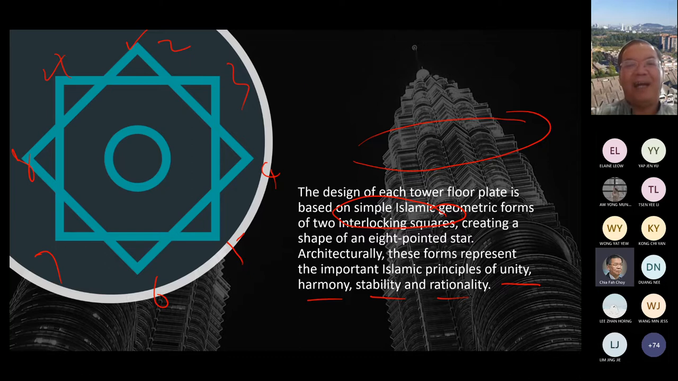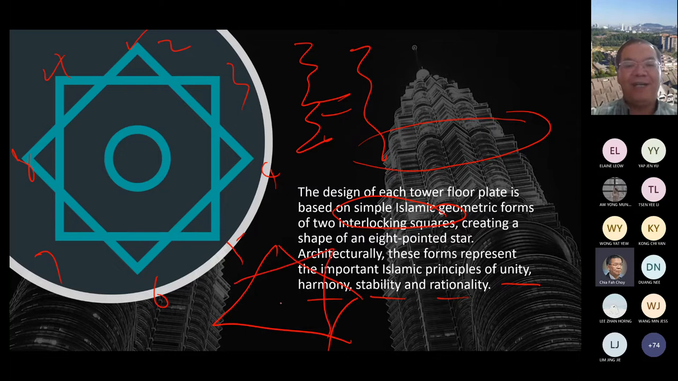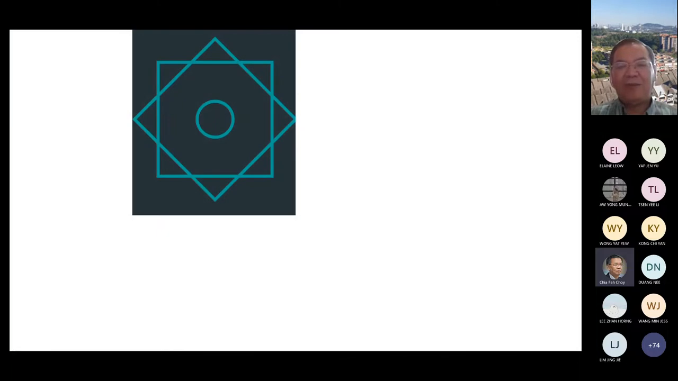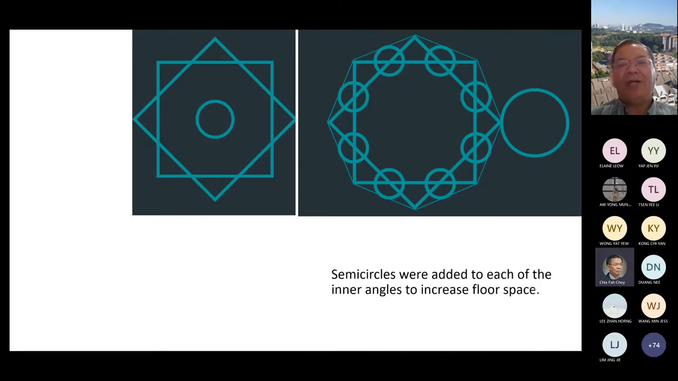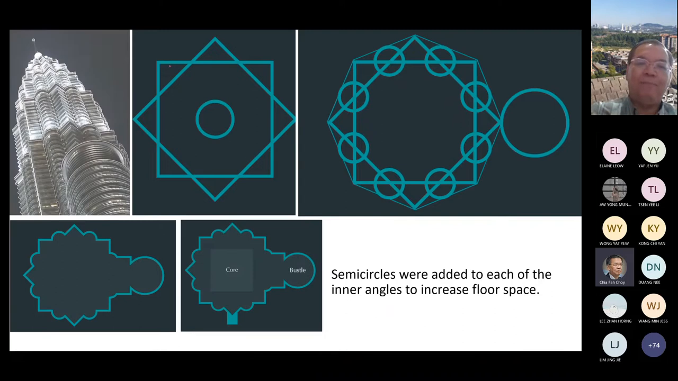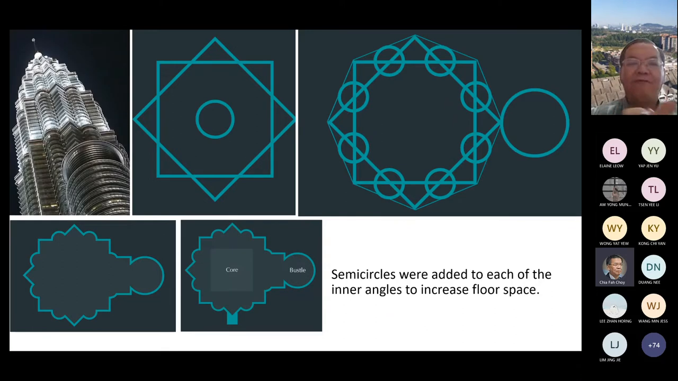Initially, you see the earlier stage, they think of two buildings joined together. Then the next stage is the plan view, how the building will look. So they decided to come up with two squares to show an 8-pointed star. That is the plan shape initially decided. Subsequently, the architect worried this 8-pointed star shape doesn't provide sufficient space, so it cannot meet the maximum area available for the building.